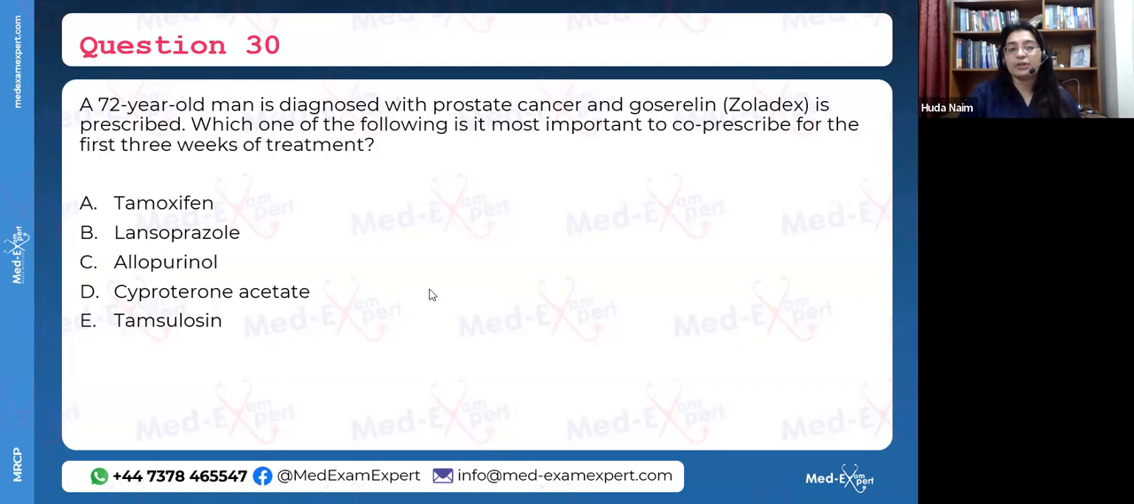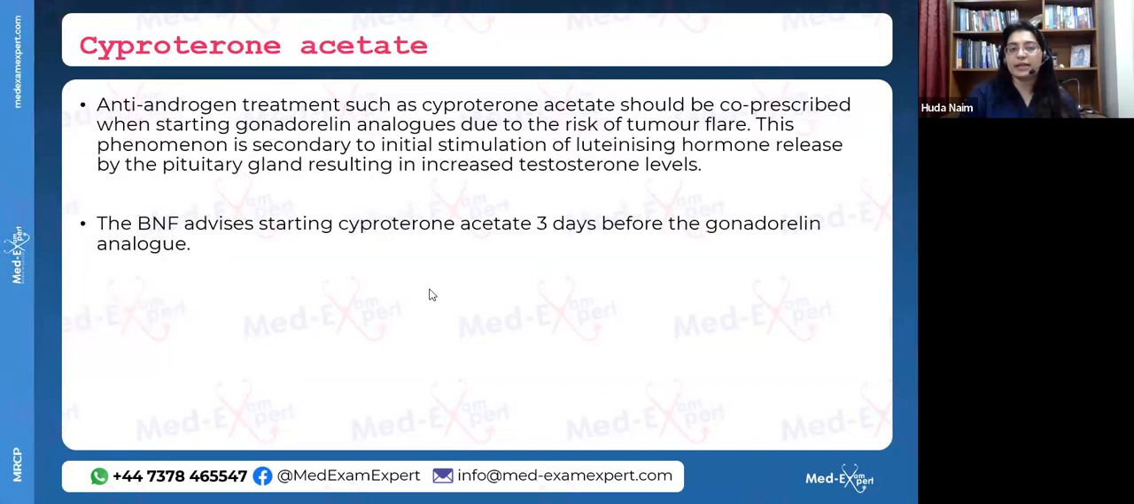So you have a 72-year-old man who's been diagnosed with prostate cancer and goserelin is prescribed. So which of the following is the most important to co-prescribe? So yes, it's cyproterone acetate. So what it does basically is that once you start the gonadotropin analog like goserelin, it leads to a flare because it's a gonadotropin releasing hormone analog. So basically, it leads to a flare in the initial phases. So later on, once you give the cyproterone acetate, it just prevents that flare. Okay.